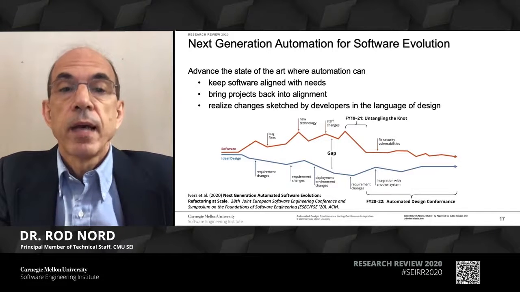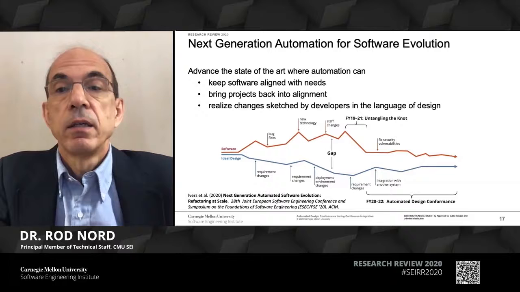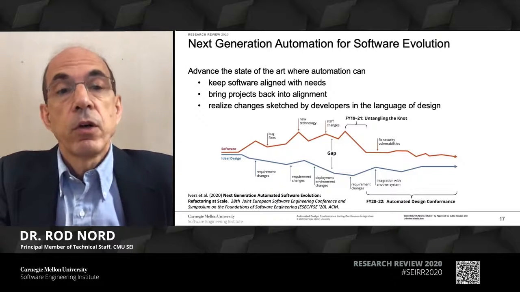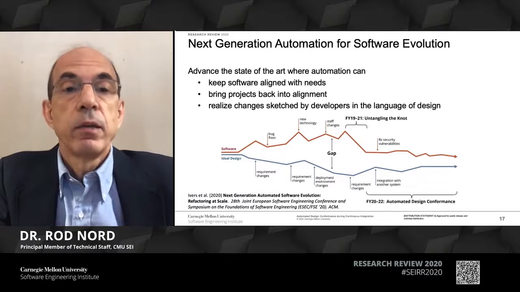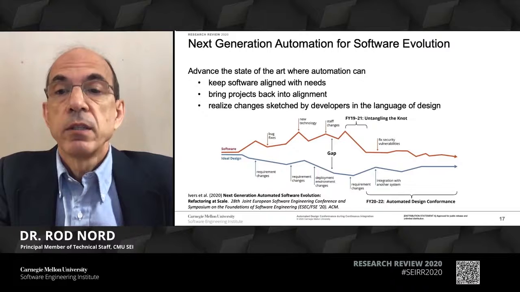Over time, gaps between the software and the design emerge and grow. The goal of the Automated Design Conformance project is to keep software aligned with needs. When the gap has grown too large, the refactoring assistant being developed by the Untangling the Knot project will bring projects back into alignment.